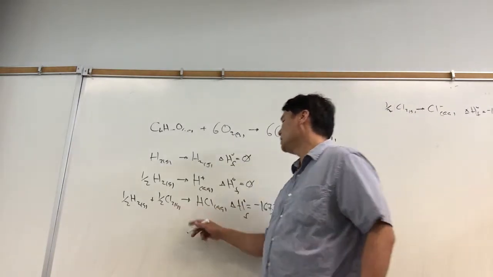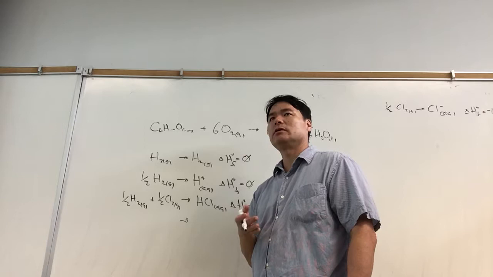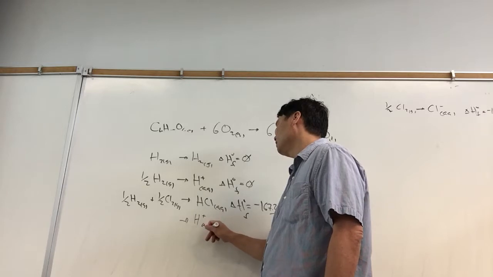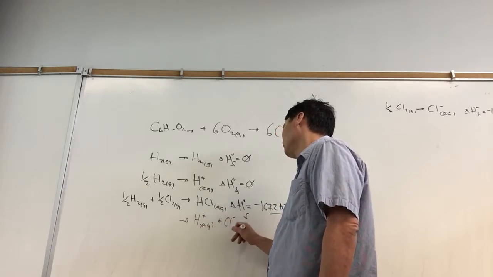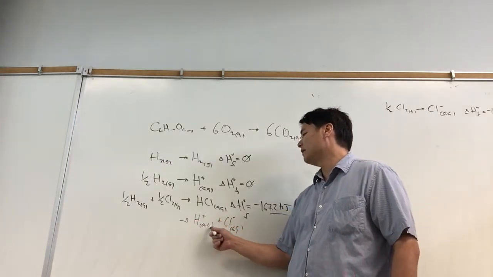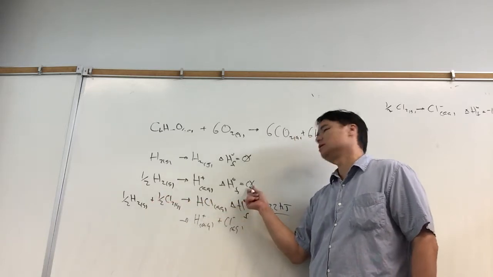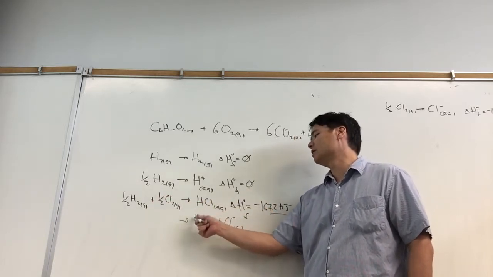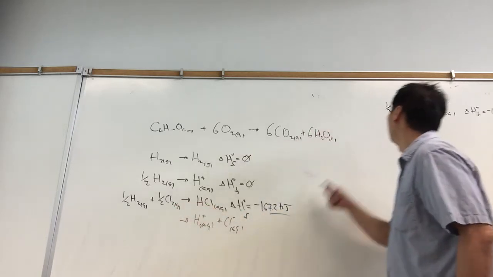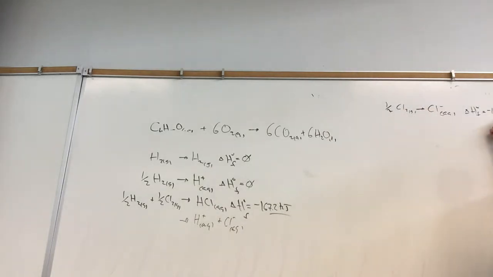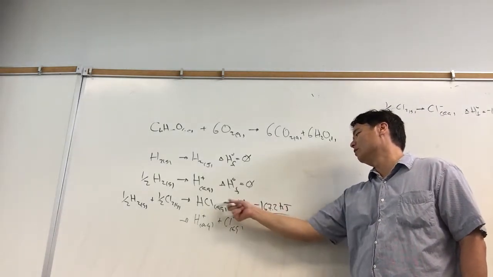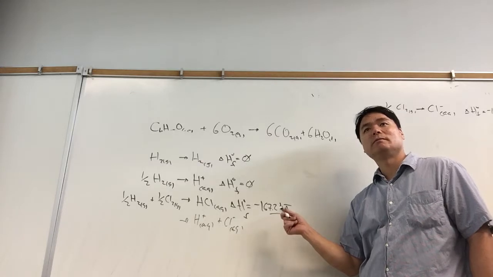When we form HCl AQ, is HCl a strong electrolyte, weak electrolyte, or non-electrolyte? It's a strong electrolyte. So HCl is actually H plus AQ plus Cl minus AQ. What's the delta H of formation of H plus AQ from hydrogen gas? 0. So no energy was involved in forming H plus AQ. What's the energy involved forming Cl minus? Well, half of Cl2 goes to Cl minus: minus 167.2. What's the delta H of formation for HCl? Minus 167.2.